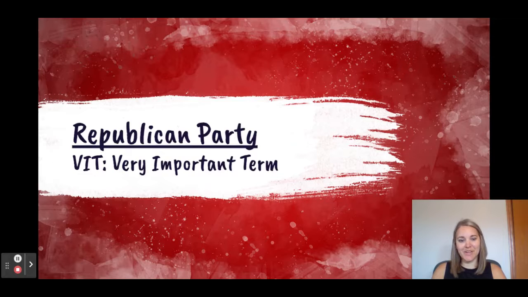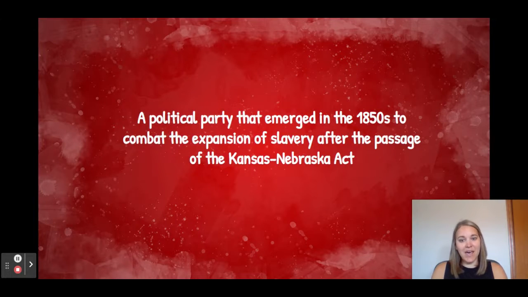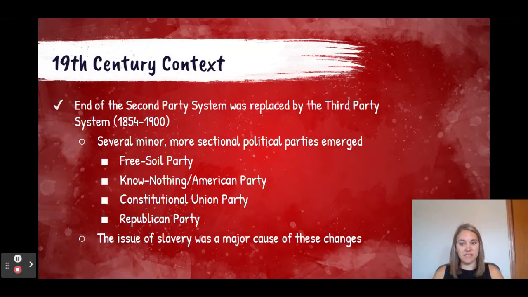Hi there and welcome back to our next term in APUS history. We're going to be looking at the Republican Party, specifically its emergence in the 1850s. A political party that emerged in the 1850s to combat the expansion of slavery after the passage of the Kansas-Nebraska Act. So some context here.